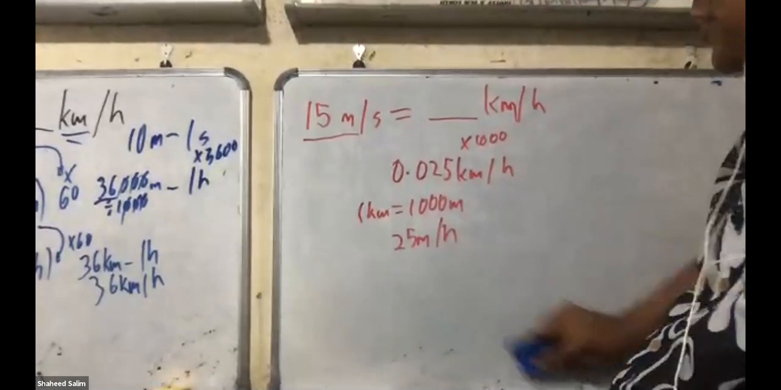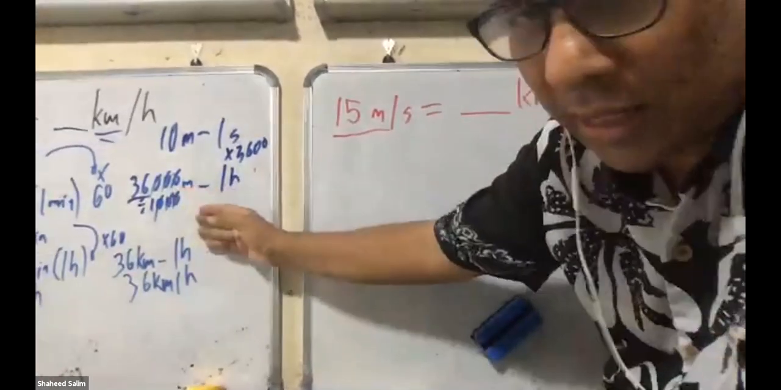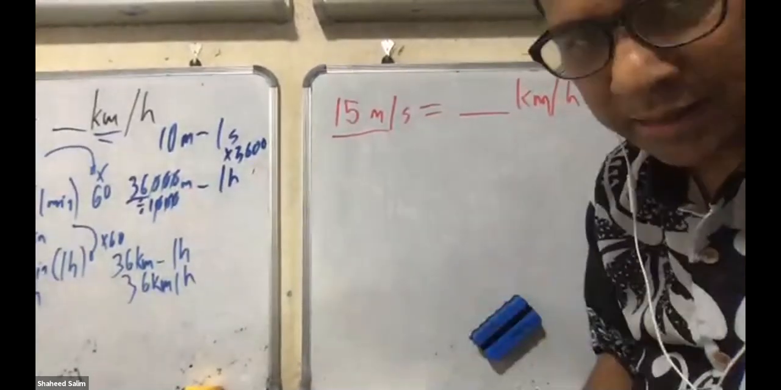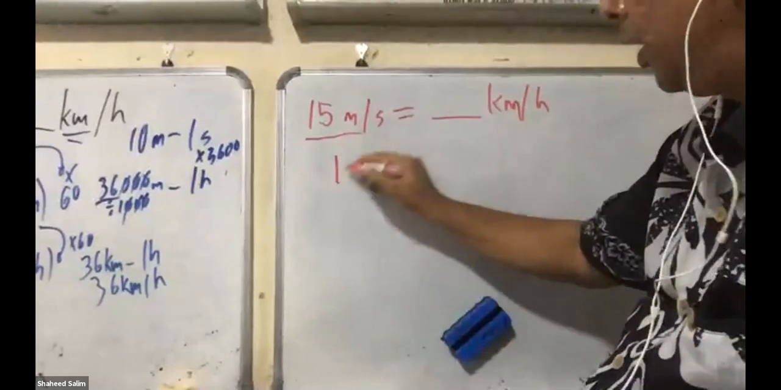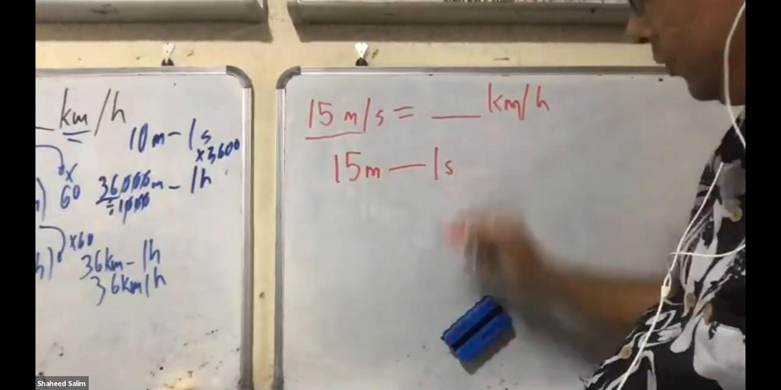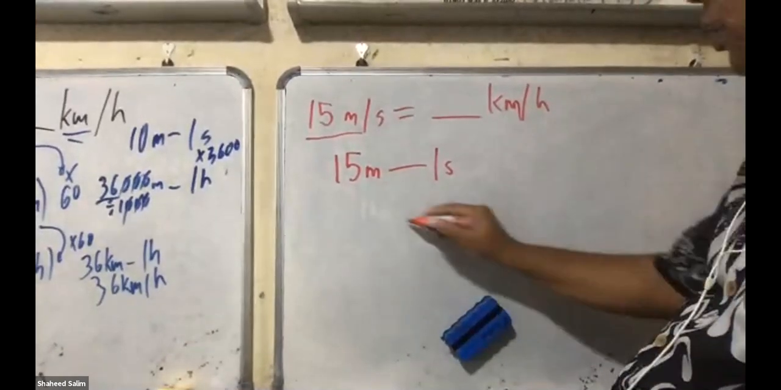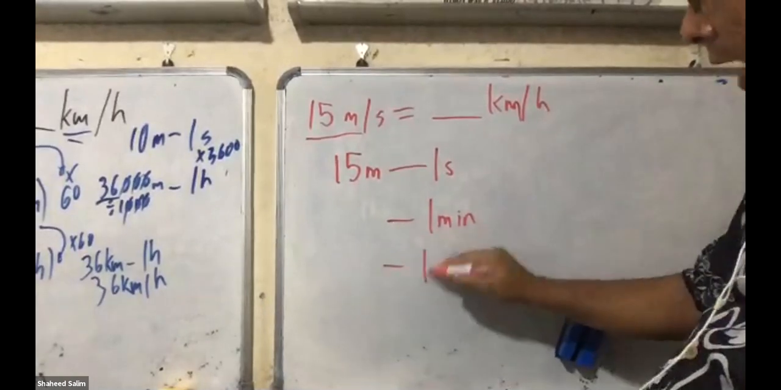So now what to do? Okay, let us go step by step. So you can use the 3,600, but it's a formula you may not understand. So let us go with what you understand. Okay, Edmund, now here. You write 15 meters. This is in 1 second. You want to change to hour? Why not we change to 1 minute first? Later on, you change to 1 hour.